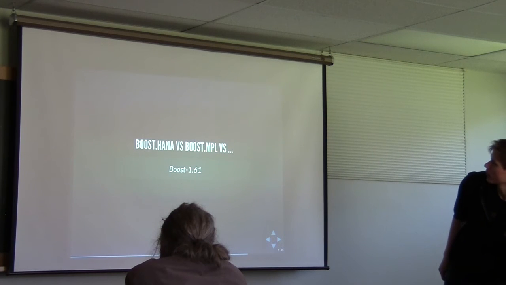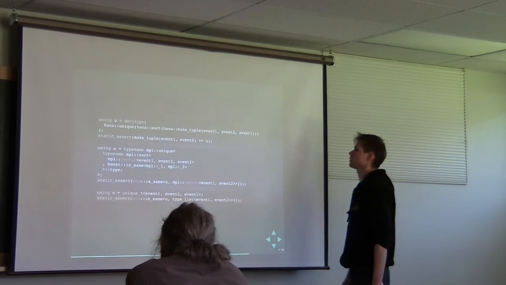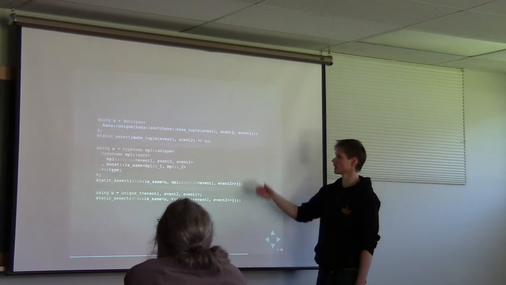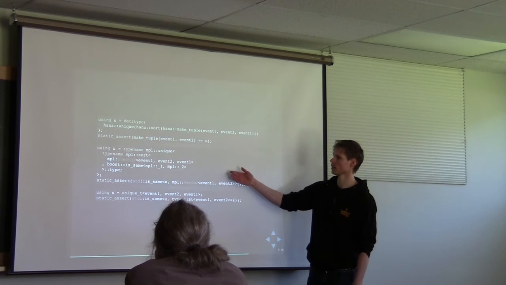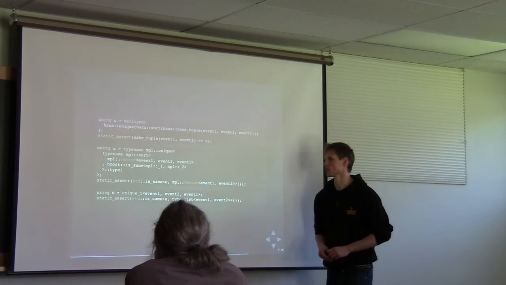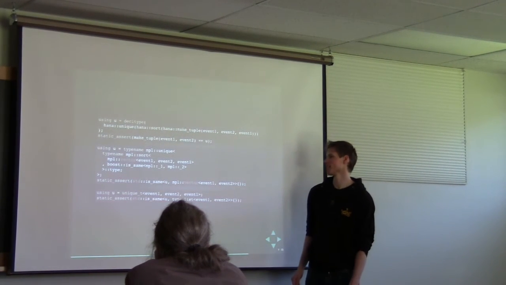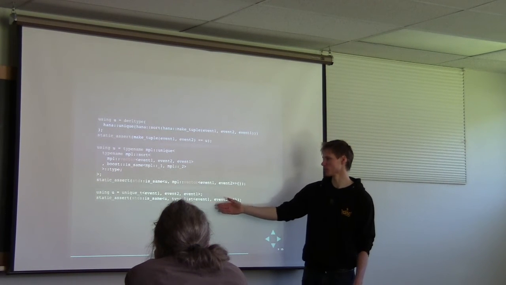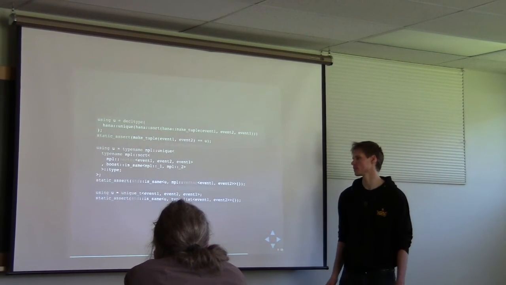So I compared that to Boost HANA and Boost MPL. That's the way you do it in HANA: you make a tuple, you sort it, and unique. As well as in MPL, we sort, and after that, unique for the given types. I don't know whether you remember MPL still. And that's the way we use it for the unique T. We just have unique. We don't have to sort because that's a bit different approach.